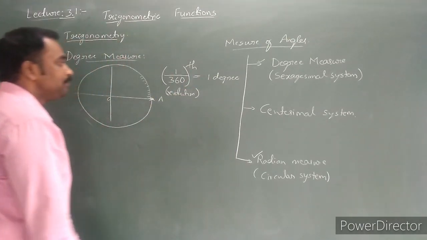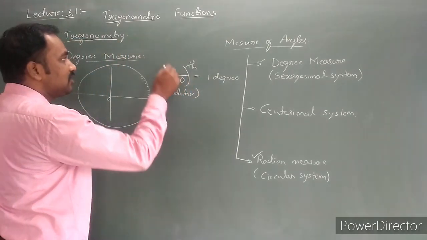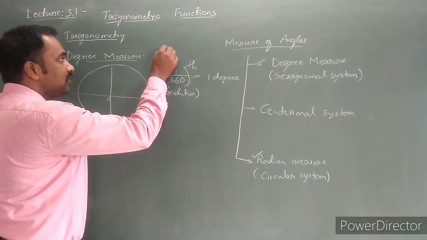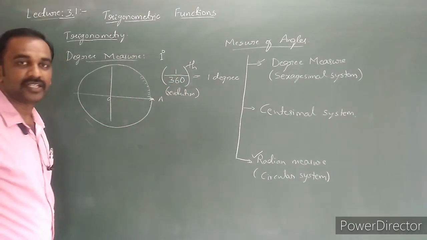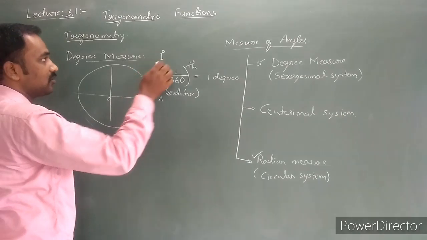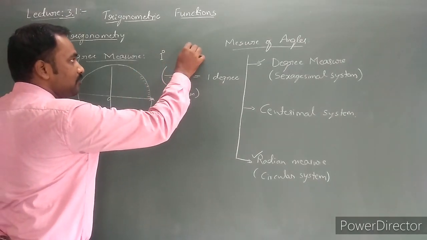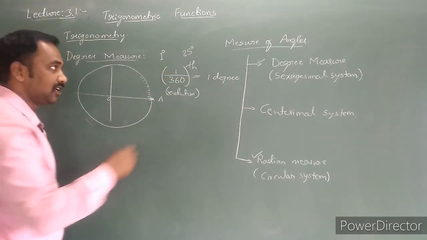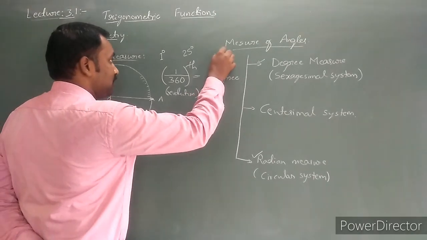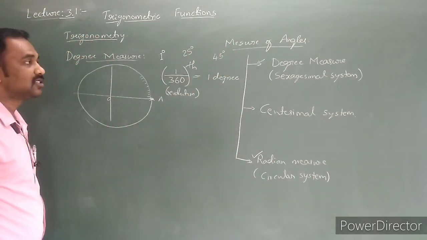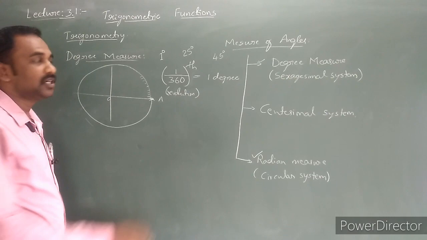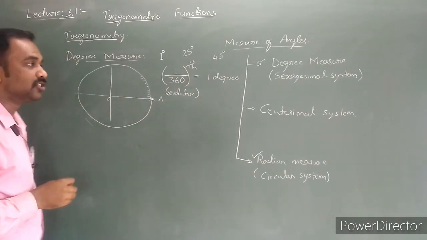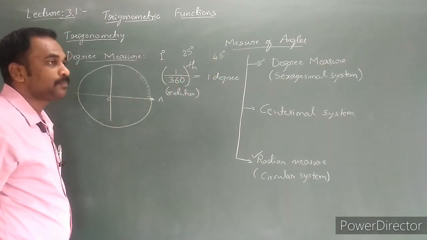Now, degree is always denoted with a small circle as a superscript. For example, 1 degree is written as 1 with a power 0. Suppose 10 degrees, 25 degrees, or 45 degrees. This is how degrees are written: the number with a small raised circle.